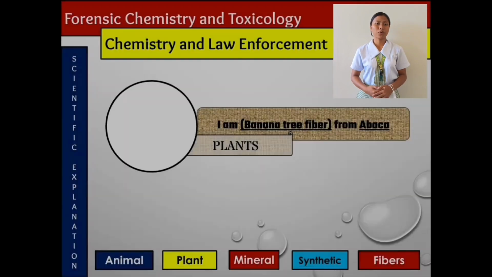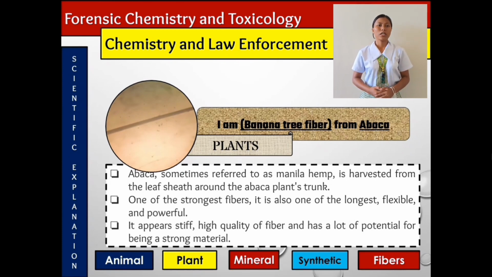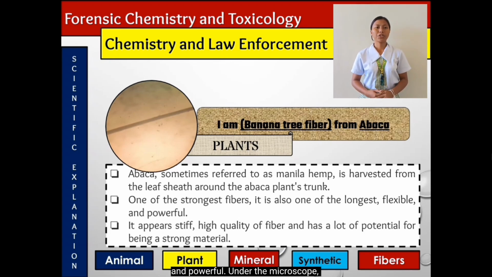Abaca, sometimes referred to as Manila hemp, is harvested from the leaf sheath around the abaca plant's trunk, one of the strongest fibers. It is also one of the longest, most flexible, and most powerful. Under the microscope, it appears stiff, a high quality fiber, and has a lot of potential for being a strong material.